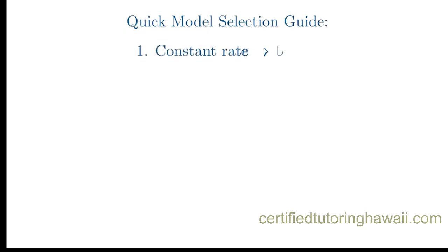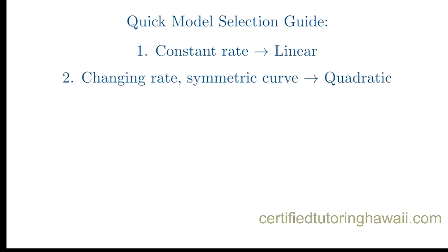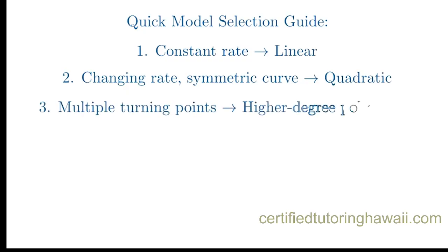Let's formalize our quick model selection guide. This will be your go-to reference when you're faced with a new problem. First, if the rate of change is constant, your model is linear. Second, if the rate of change is changing and the data appears symmetric or has a single peak or valley, it's quadratic.